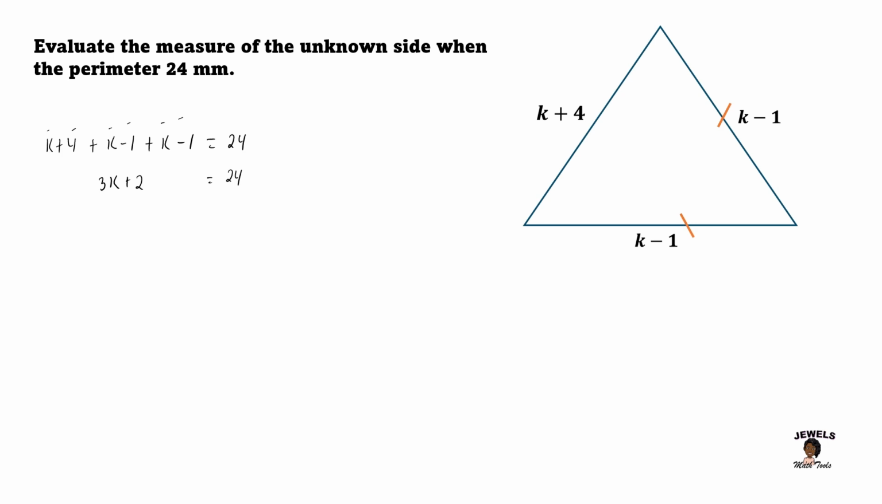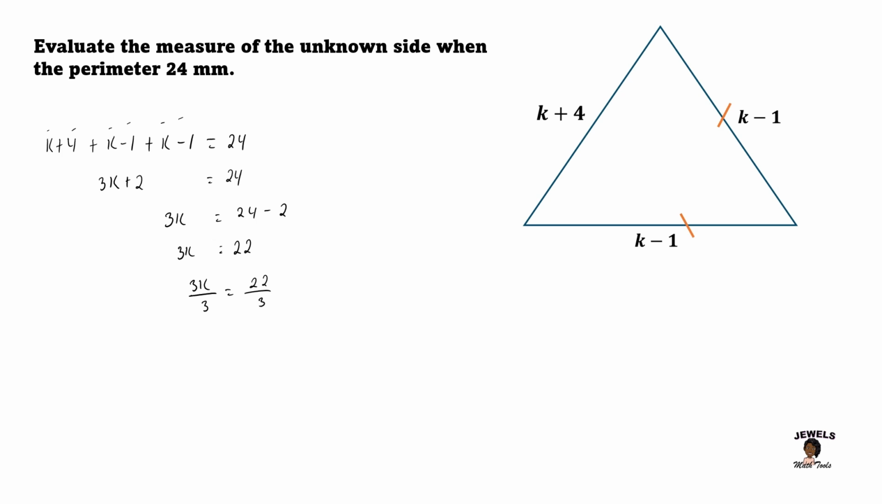So now our next step is we're going to work out our constants. So I'm going to leave my 3k on the left hand side, and I'm going to subtract that 2 from 24, which will leave us with 22. And now for our next step, what we're going to do is divide both sides of our equation by our coefficient 3.